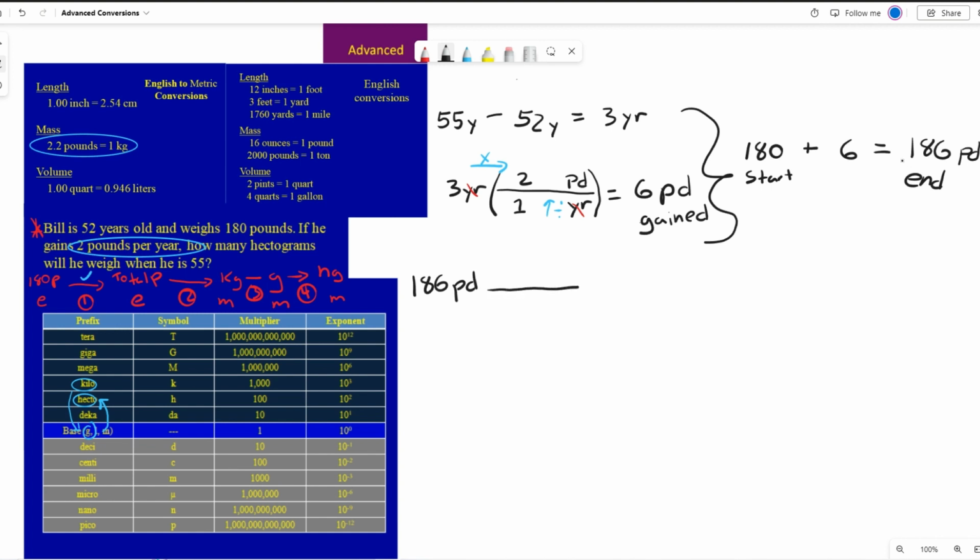We'll draw our conversion line because we're going to go from pounds to kilograms. That's our second step. Pounds on the bottom, kilograms up at the top. And we can see that our conversion factor is 2.2 pounds for every 1 kilogram. And pounds will now cancel out. We'll multiply across and divide up. So now when we convert his mass from pounds into kilograms, we get 84.5 kilograms.